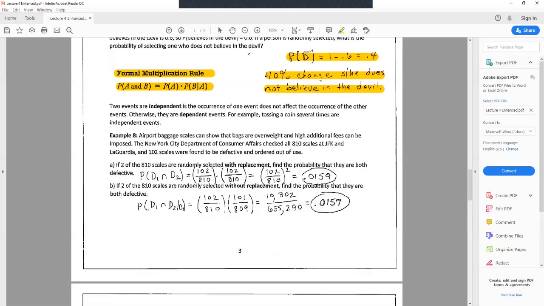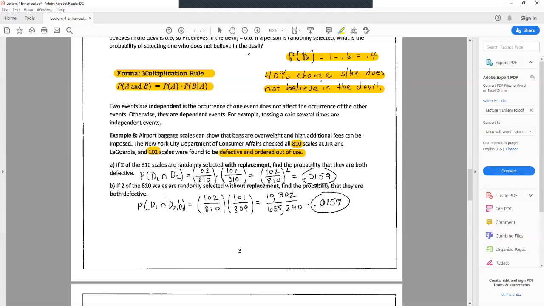So let's look at example 8. Airport baggage scales can show that bags are overweight and high additional fees can be imposed. The New York City Department of Consumer Affairs checked all 810 scales at JFK and LaGuardia, and 102 scales were found to be defective and ordered out of use. So they actually chose all the scales, and they figured out that out of the 810 scales, 102 were defective and taken out of use.